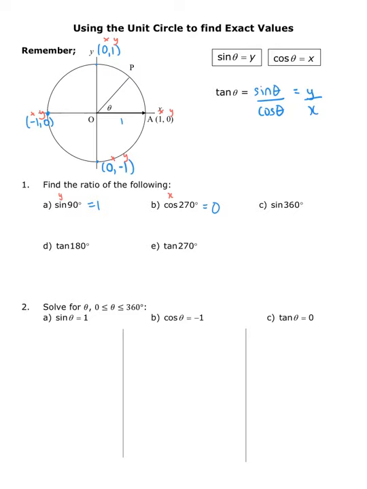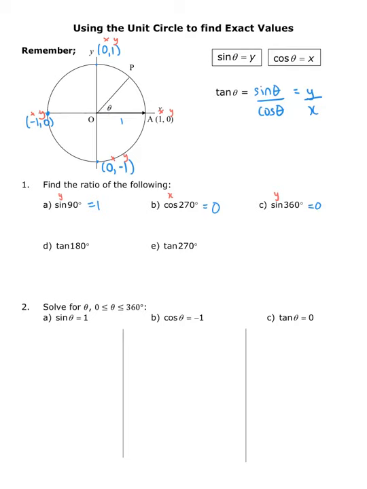Part C, again, we're looking at the sine. So that's the y value of 360. We were at 270 down here, the negative y-axis. So at 360, we're back along the positive x-axis. So we're looking at the y value, which is 0. So that means sine of 0 degrees is going to give us a ratio of 0, and sine of 360 is also going to give us a ratio of 0 because we're in the same place on the unit circle.